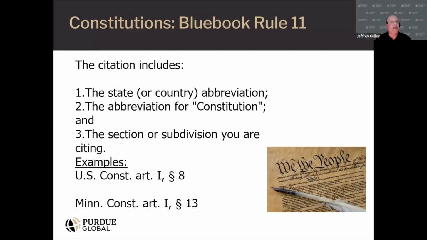Tabs really help. Yes. So Rule 11, and you can see how the citation will give the state or country abbreviation and the abbreviation for Constitution, the section or subdivision you're citing. And there you can see how we cite to both the U.S. Constitution, Article 1, Section 8, and a state constitution, Minnesota Constitution, Article 1, Section 13. The abbreviations for geographic terms are also found in the back of the Bluebook, and this will be later on a slide too, just to mention it.